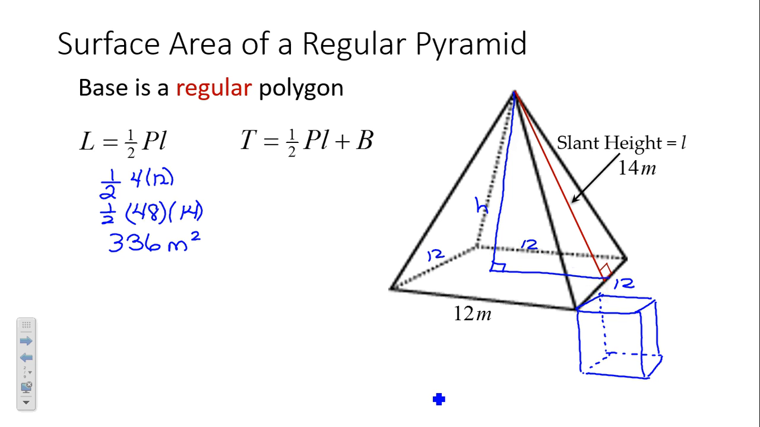Now we're going to resubstitute that in. We already found it, so there's no sense in recalculating it. And now we just have to find the area of one base. How do you find the area of a square? Multiply the 2 sides together. Length times width, base times height, side times side, right? So what is 12 times 12? So we're going to add 144 to our 336. And what do we get? 480 meters squared.